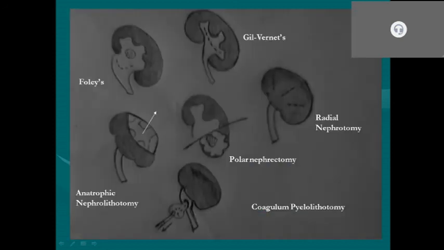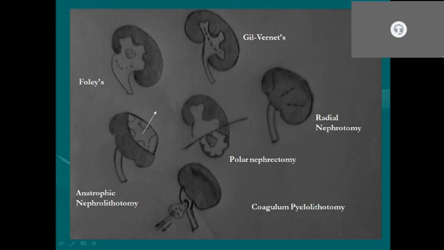So these are the pictorial descriptions. Foley's pyelolithotomy, where you give a U-shaped incision in the pelvis so that, if you want, you can extend it like this, and take out the stone. Gil-Vernet's extended pyelolithotomy, where you open all the calyces. Then radial nephrotomy, for deeply located stones, you can give a radial cut into the kidney to remove the stone.